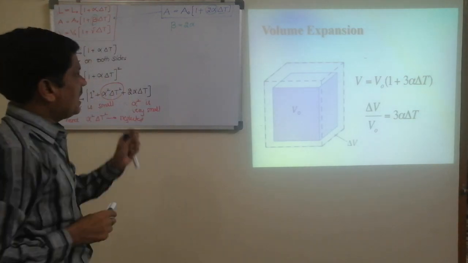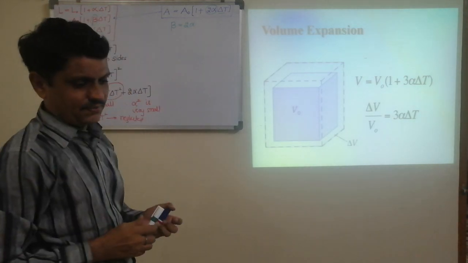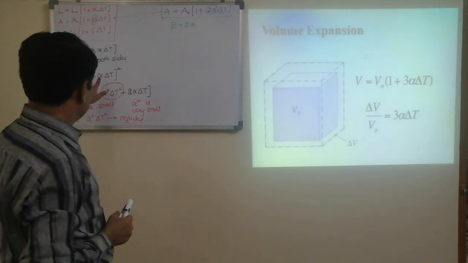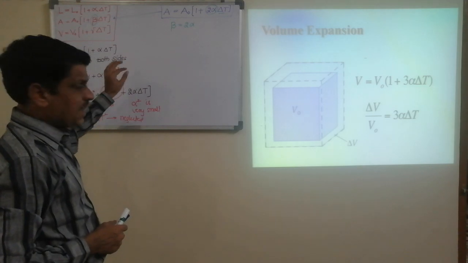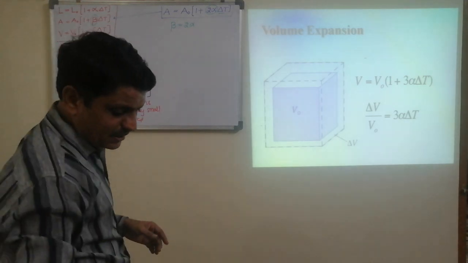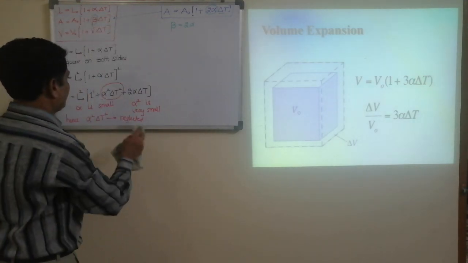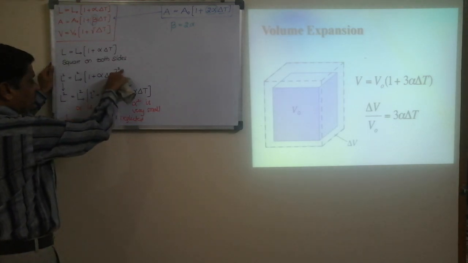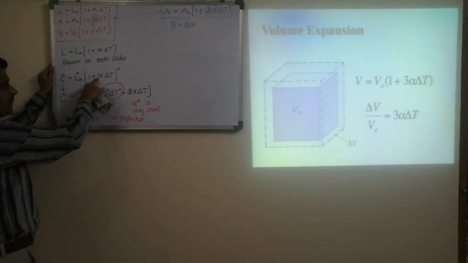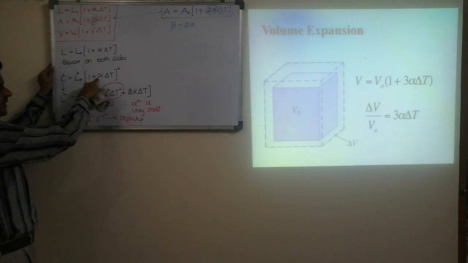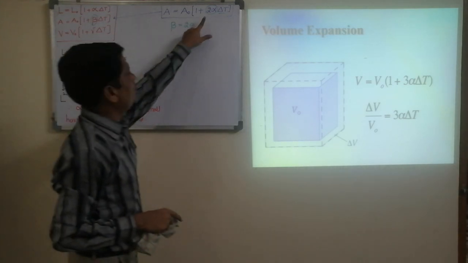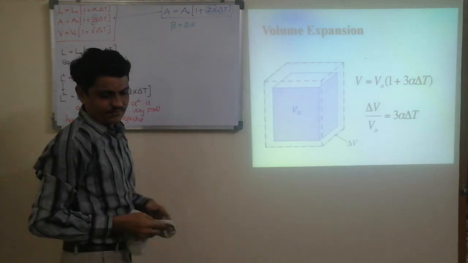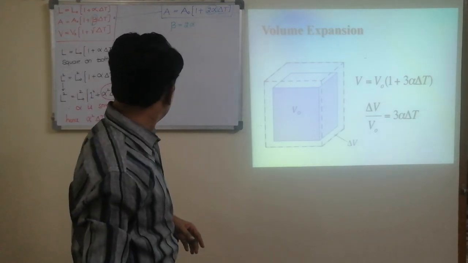I can arrive at this in one step also. If I assume alpha delta T is very small, according to binomial expansion, this power should be multiplied to the second term, that is 2 alpha delta T. That is the same. Okay, now next.